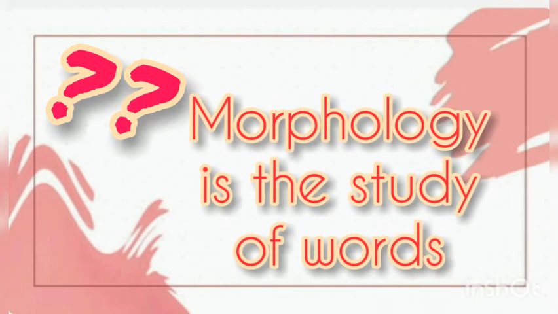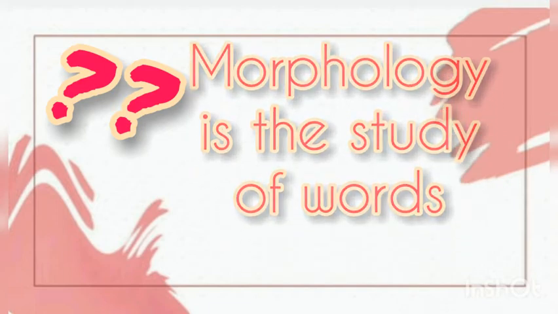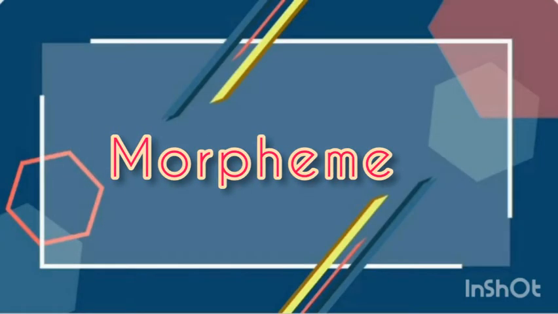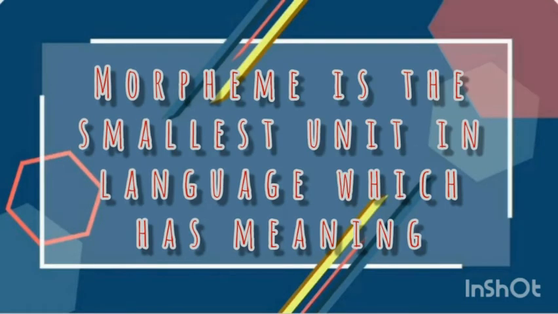Morphology. So, what is morphology? Morphology is the study of words and how they are formed. In other words, morphology is the study of the internal structure of words. Morpheme. A morpheme is the smallest unit in a word or language which has meaning.